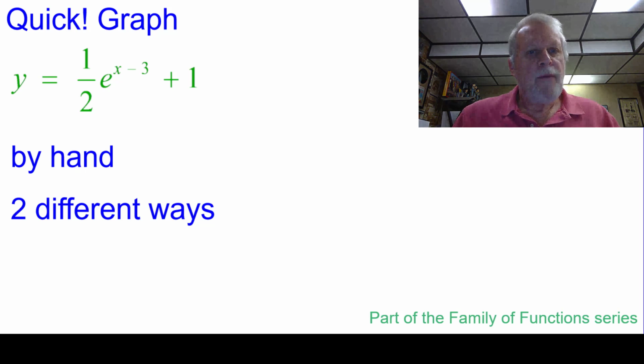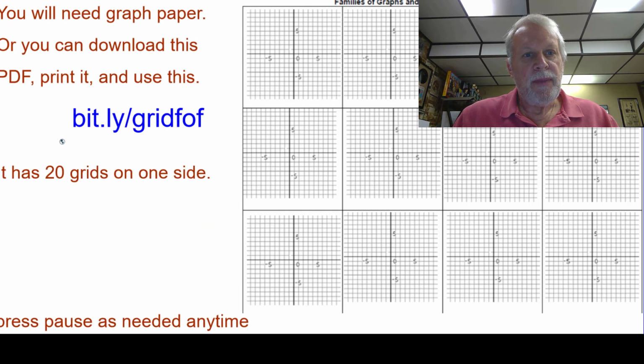Quick graph y equals 1/2 times e to the quantity x minus 3 power plus 1 by hand 2 different ways. This is part of the family of functions series. You will need graph paper, or you can download this PDF and print it. Press pause as needed anytime during this video.